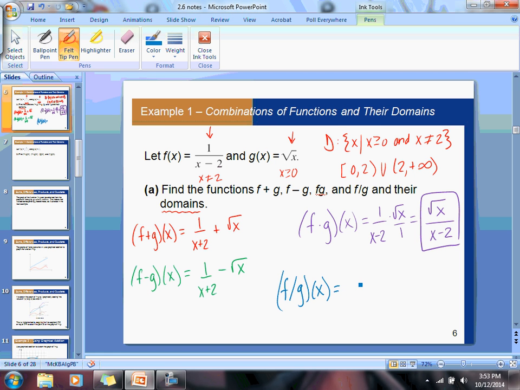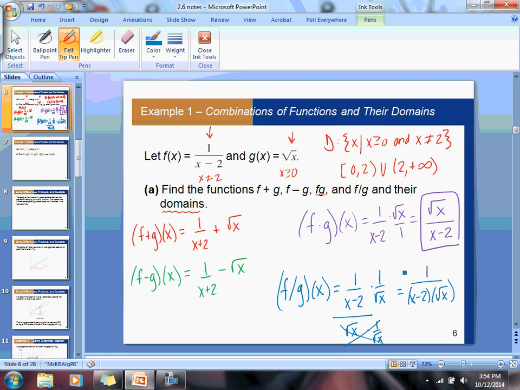Now here, when I'm dividing, I would have 1 over x minus 2, divided by the square root of x. Now I can't have a fraction within a fraction like this, so I have to multiply by the reciprocal, 1 over the square root of x. So that's going to cancel out my stuff in the denominator here, so now I'll get one big expression, 1 over x minus 2 times the square root of x.